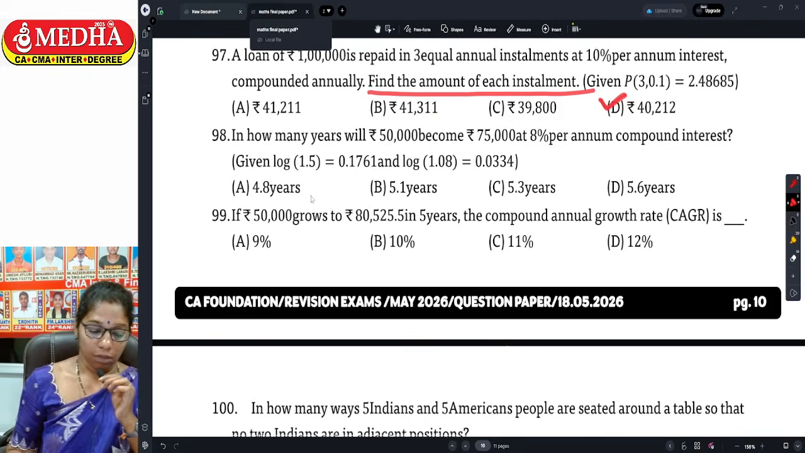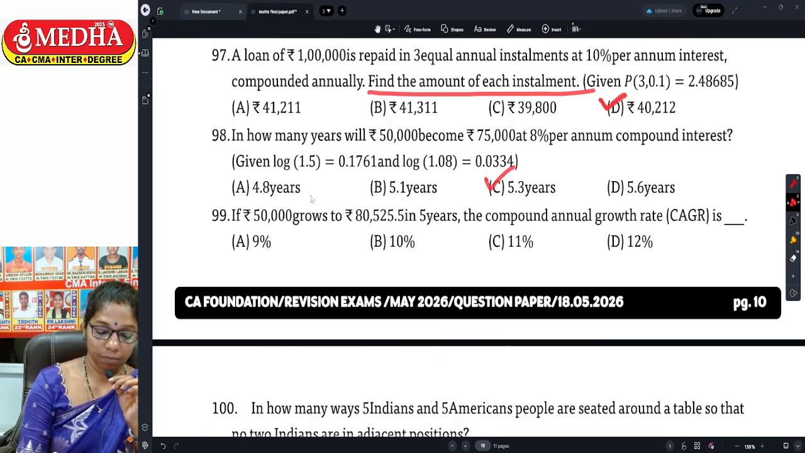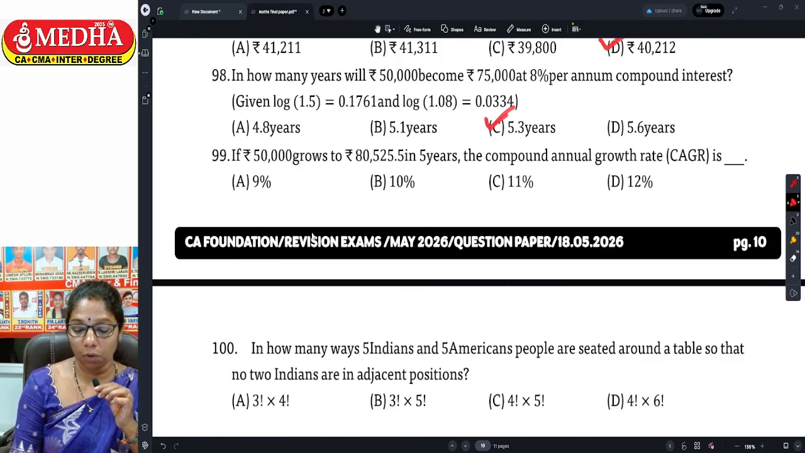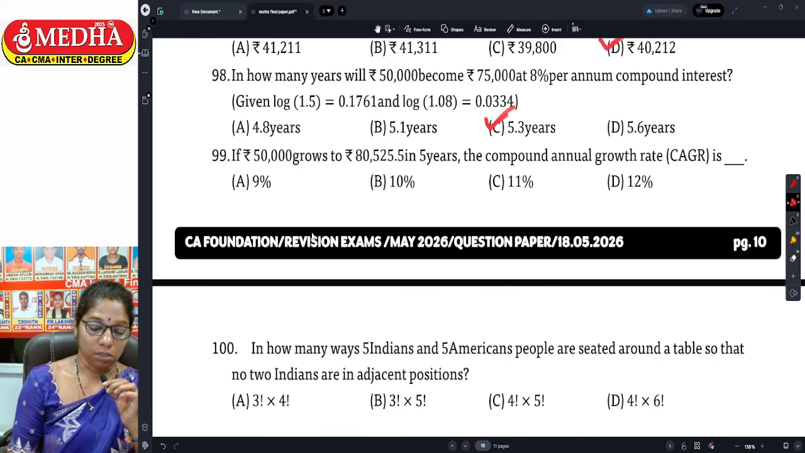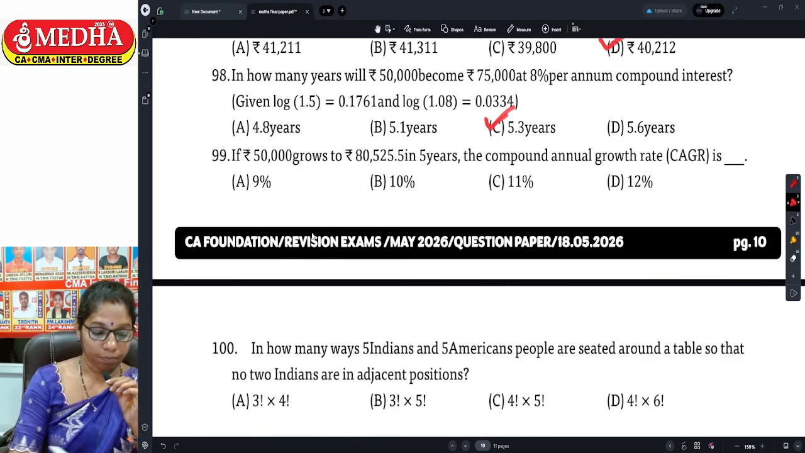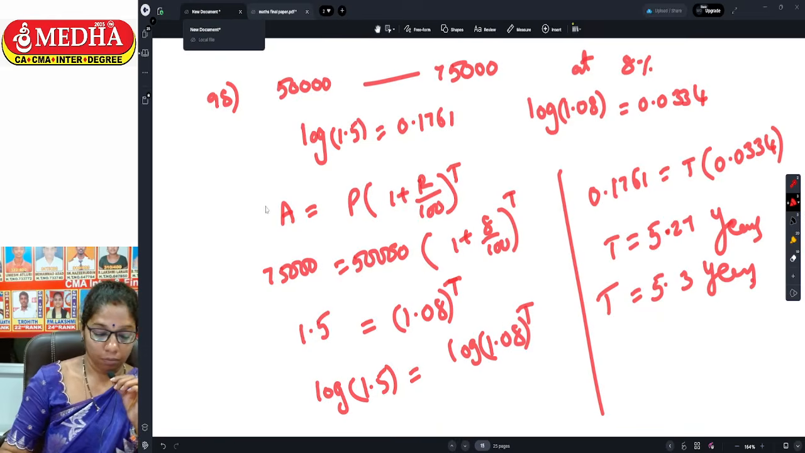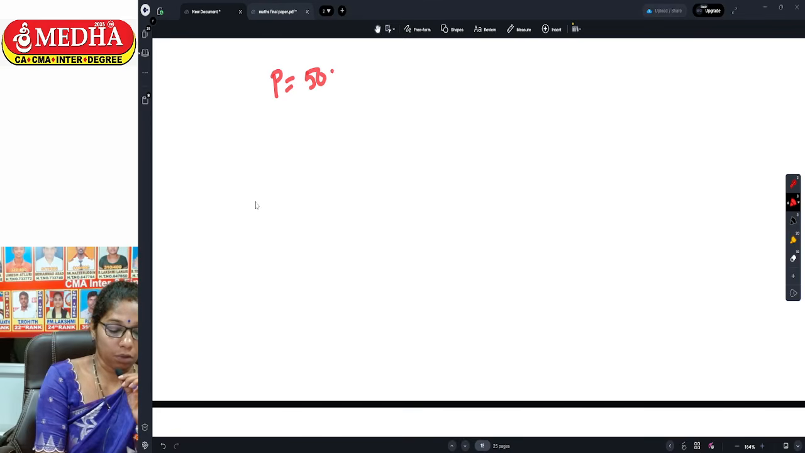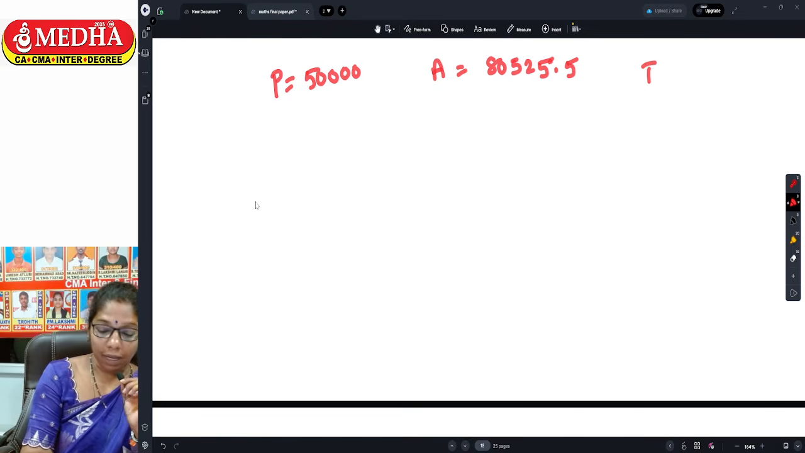Time period: 5.3 years. And next one, 50,000 rupees grows into 80,525.5 in 5 years at compound annual growth rate. Find the compound annual growth rate, CAGR. For CAGR we have 2 forms. So am I applying this form? That is, principal is equal to 50,000 rupees, amount is equal to 80,525.5 and time period is 5 years.